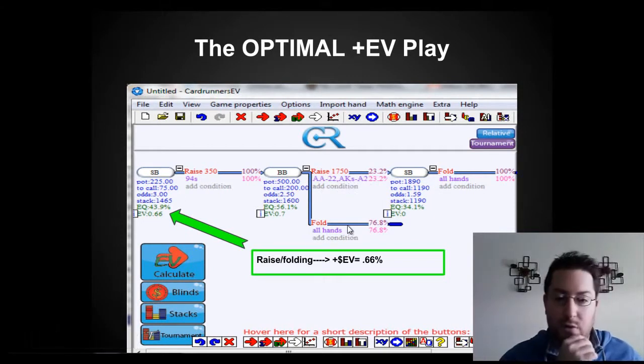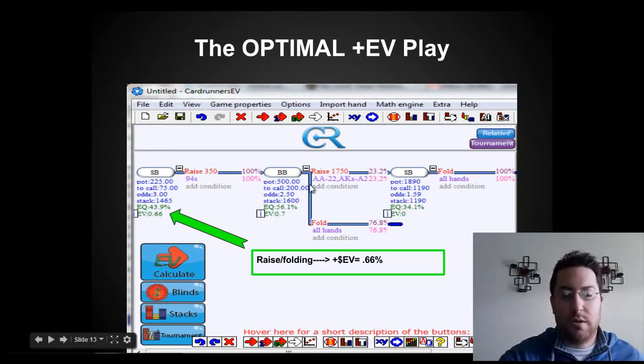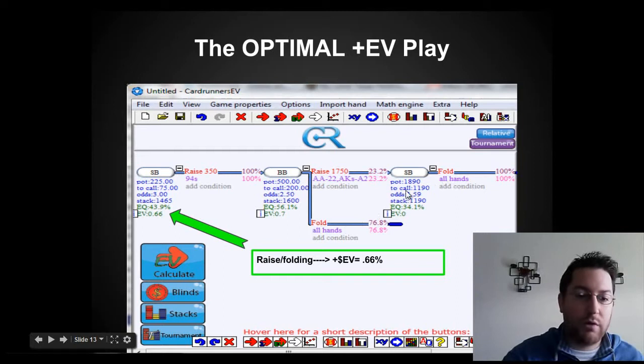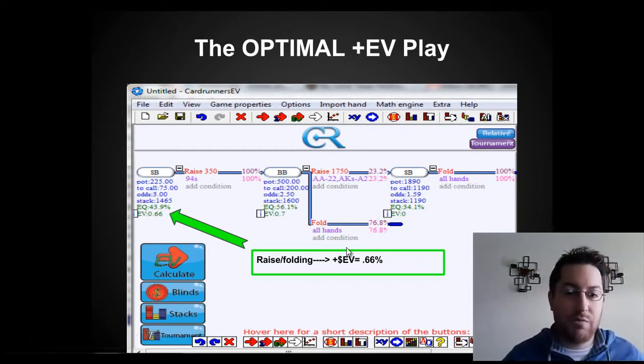So this CardRunners EV program is essentially a decision tree it creates. We can find out the plus or minus EV of a certain play given the decisions of our opponents. So we raised to 350 with 9-4 suited. The big blind is going to raise with the same range he's going to call the all-in with, or 3-bet shove. Otherwise, he's going to fold, and accordingly, we're going to fold. We're never raise-calling with 9-4 suited. So the question is, is it more profitable to actually raise-fold with 10 big blinds?